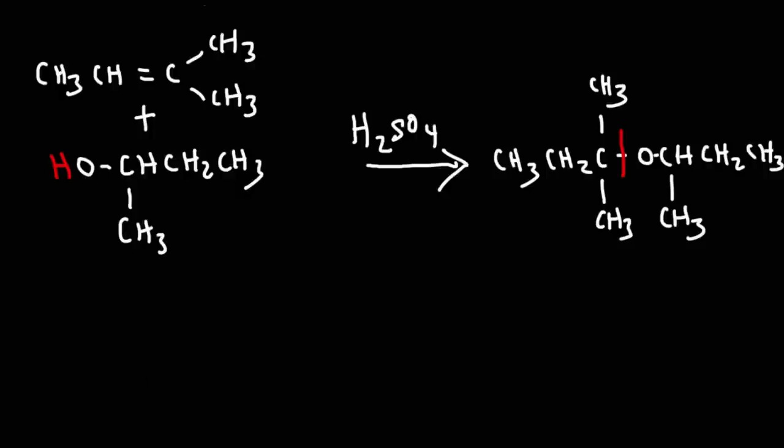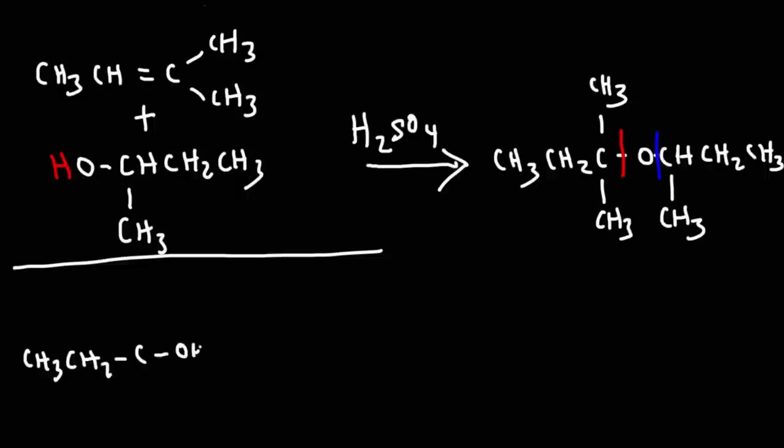Now let's see what type of alkene and alcohol we could use if we were to break the bond here. So if we were to break it there, this would be the alcohol that we're going to start with. So we're going to have CH3, CH2, C, and then OH. And here we have two methyl groups.